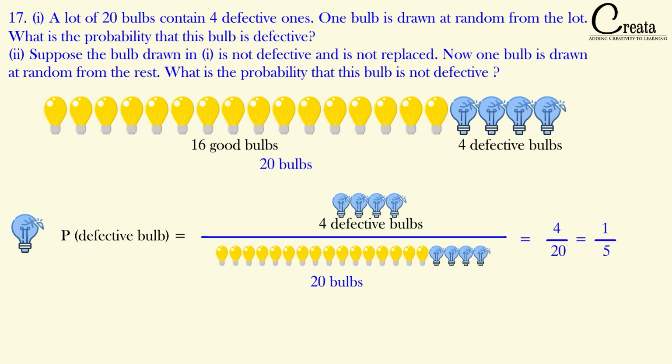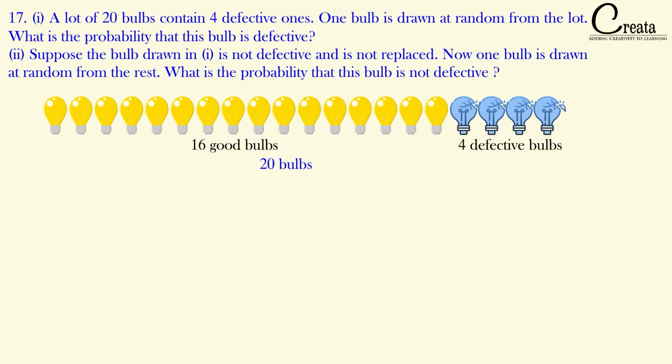Let's take the second case. The second case is, suppose the bulb drawn in case 1 is not defective and is not replaced. Now one bulb is drawn at random from the rest. What is the probability that the bulb is not defective?